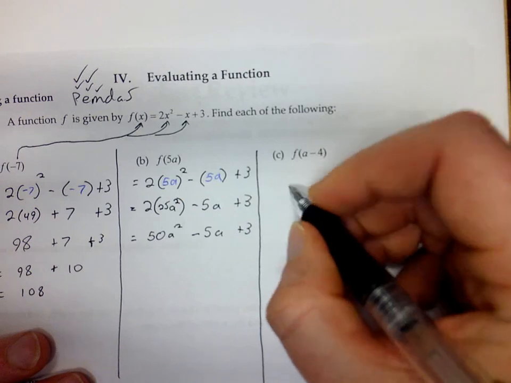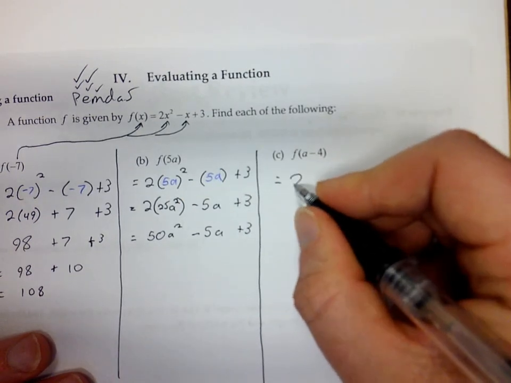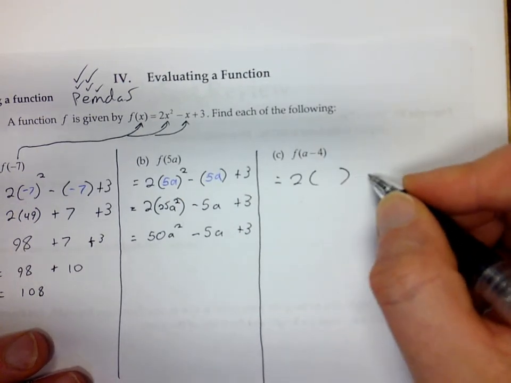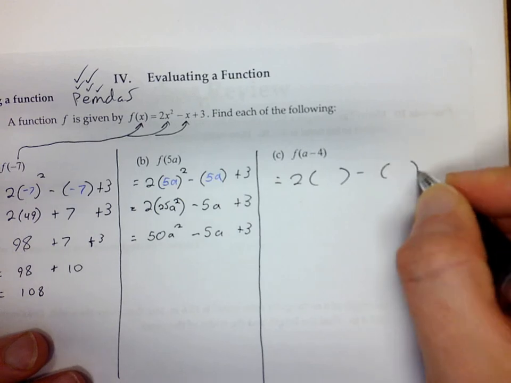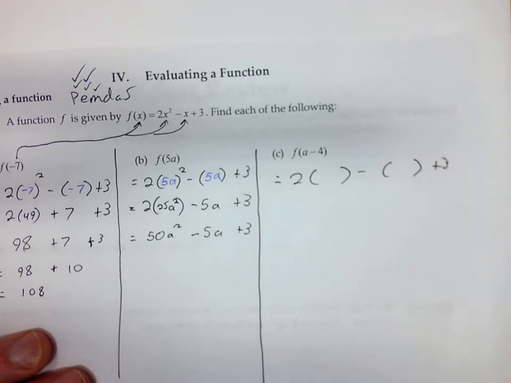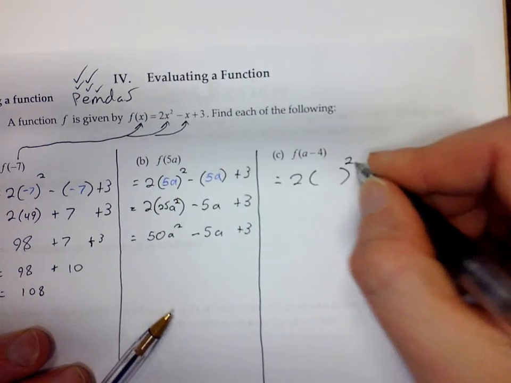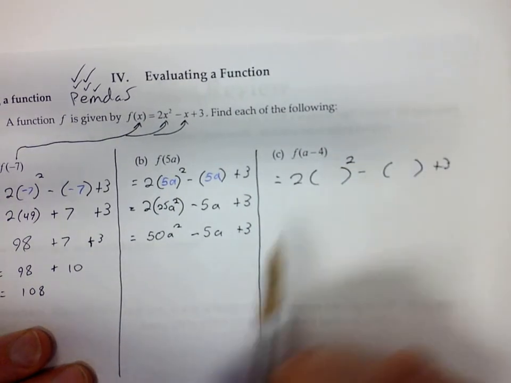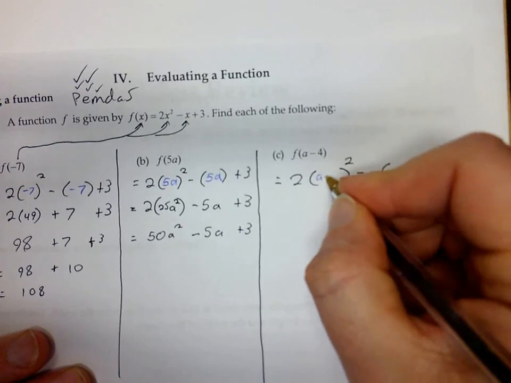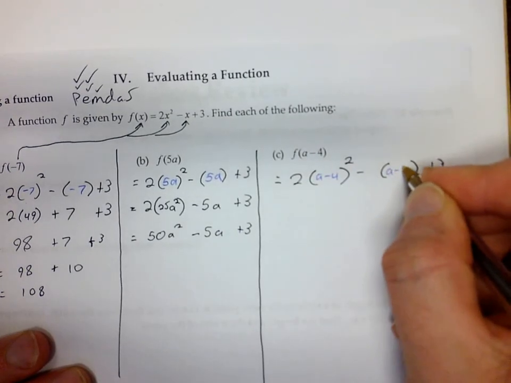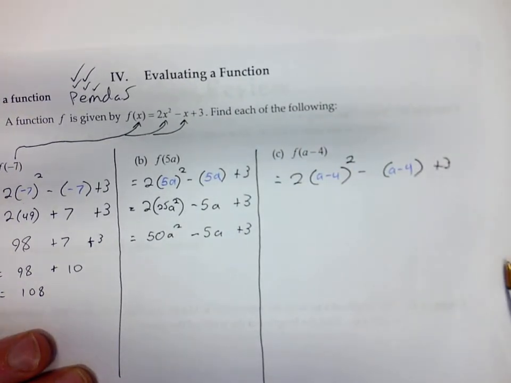Alright, so same as before. I'm going to write out my function, and then just substitute into it what they want. Ooh, I should probably write the square, huh? They want me to substitute in a minus 4. I'm just going to write in an a minus 4, and we will go from there.